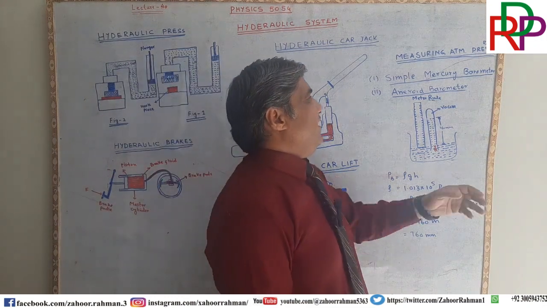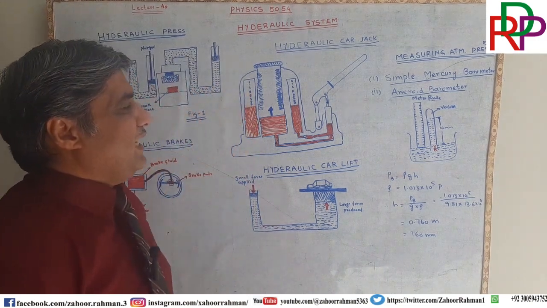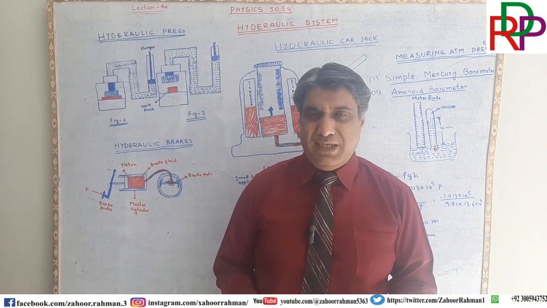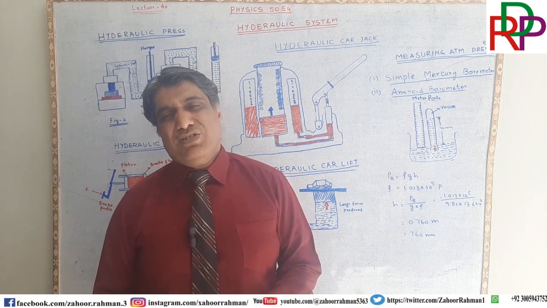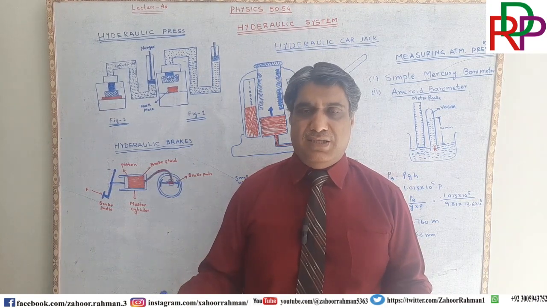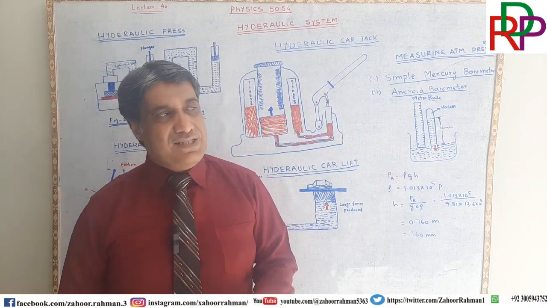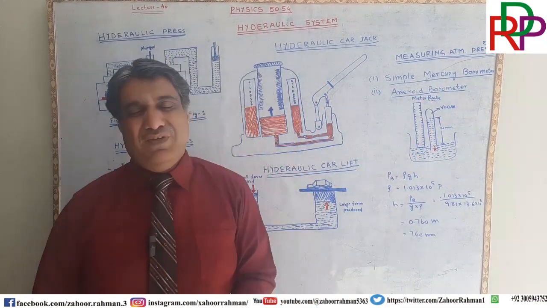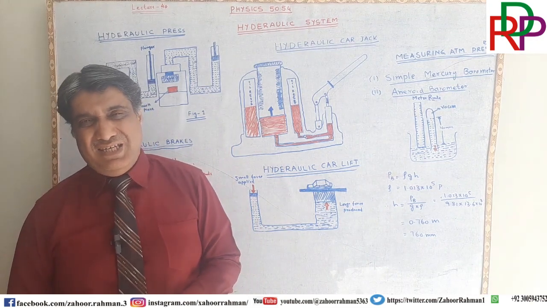Ladies and gentlemen, now we are turning our focus to measuring atmospheric pressure. How will we measure the atmospheric pressure? There are different devices available for it. The most common device which we see in our science laboratories is the barometer. There are different types, including the simple mercury barometer and the aneroid barometer. We will discuss these two in greater detail because they are included in the CIE exam.